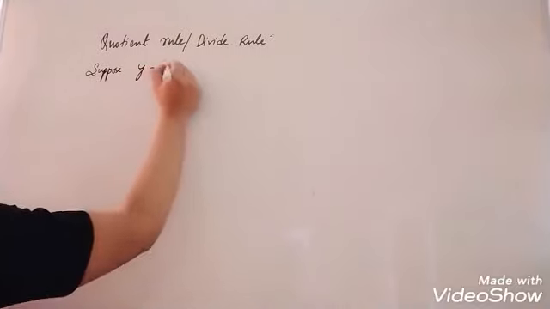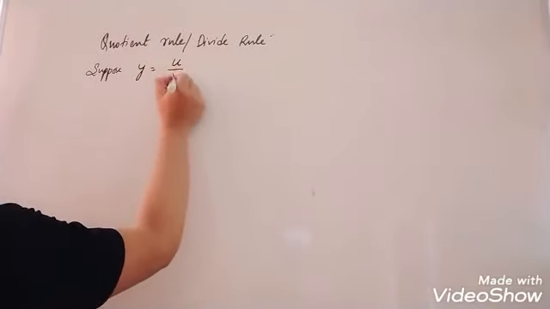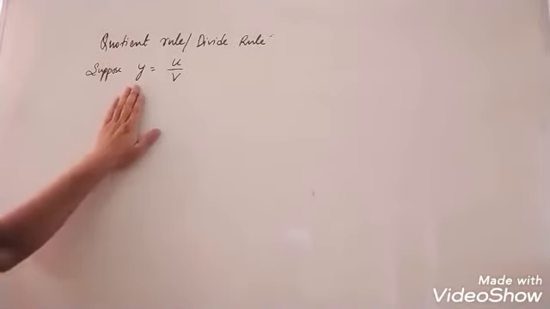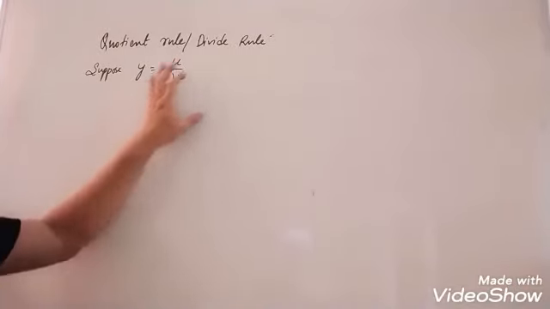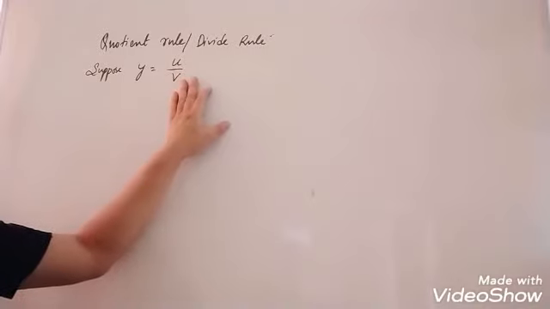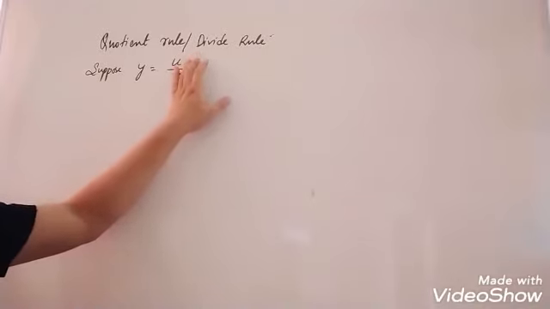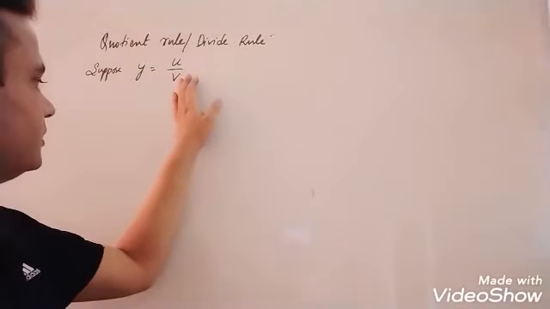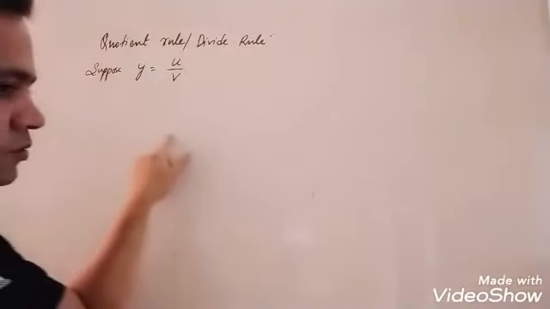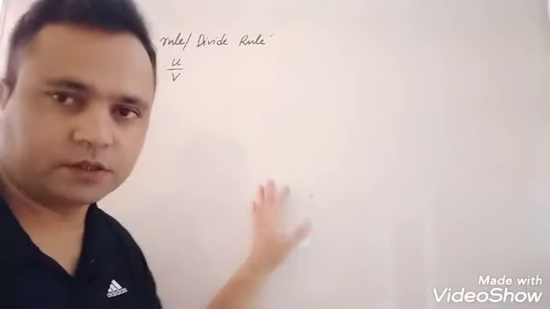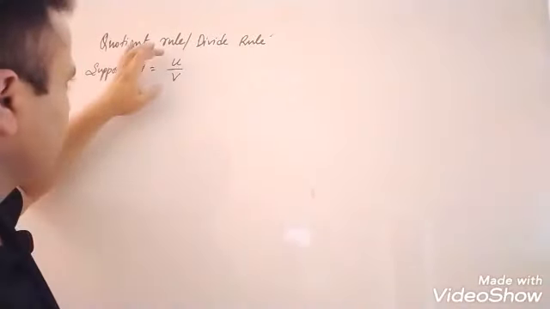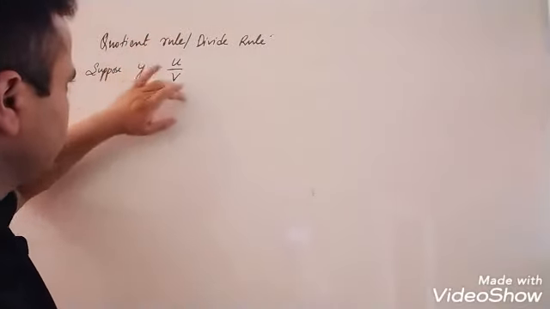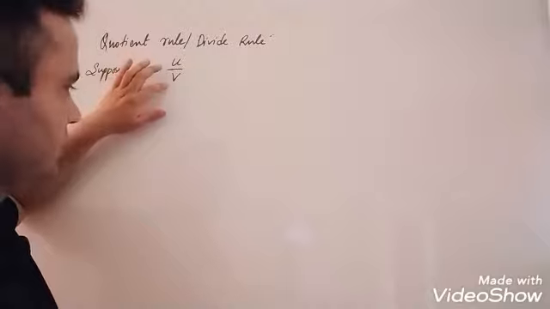y equals u by v. It is a quotient function. Suppose one function is divided by another function, then the function is said to be a quotient function. It is a division form. This form is division form. So u by v.